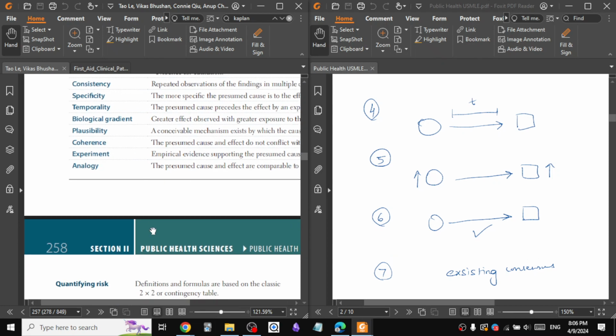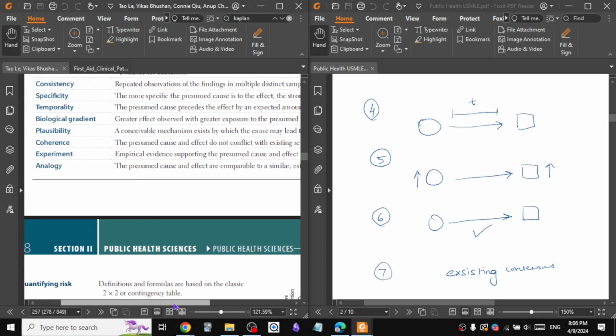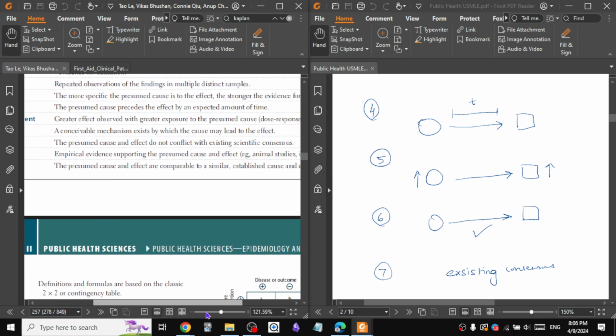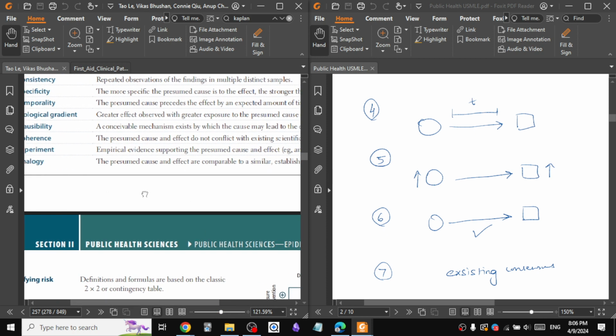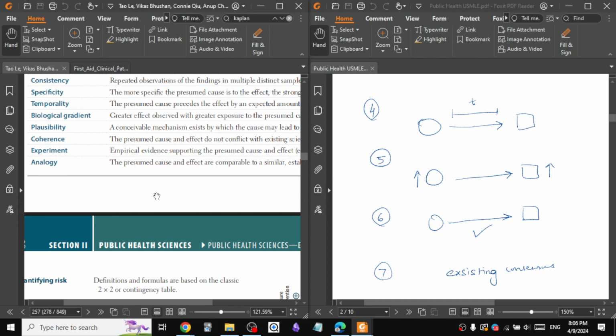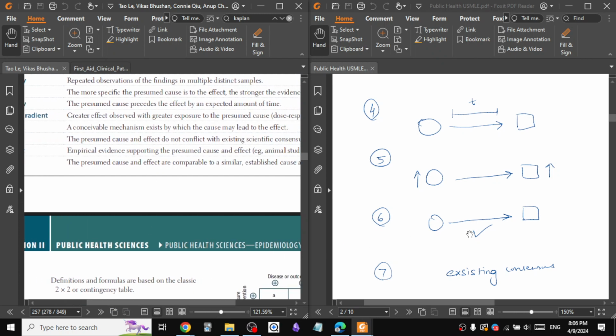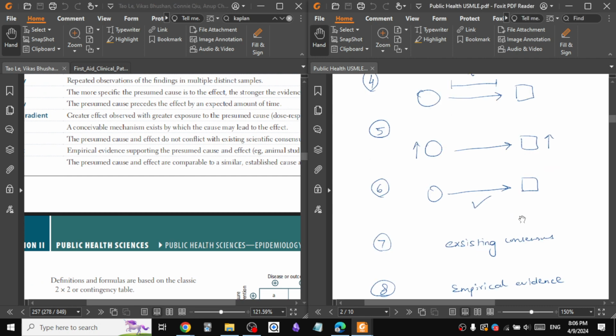Okay. Plausibility. A conceivable mechanism exists by which the cause may lead to the effect. As I said, with the mechanism of sun exposure and bone fractures, now I know there is an actual mechanism. So that is the plausibility section of this criteria. You see how I've made an arrow and put a check mark underneath it, making sure that there is an underlying mechanism that is leading to the effect.